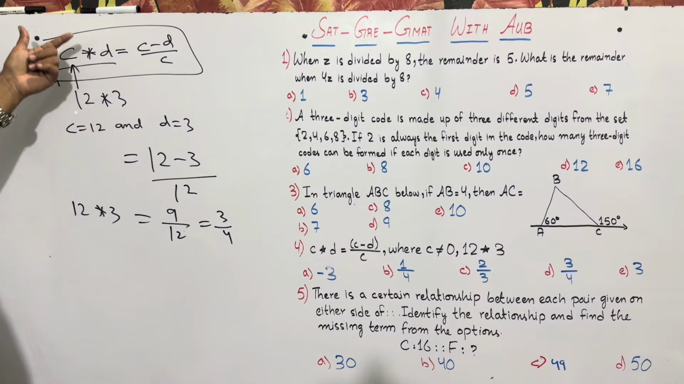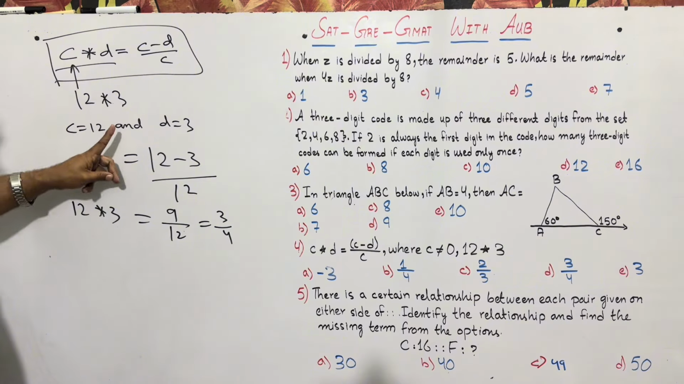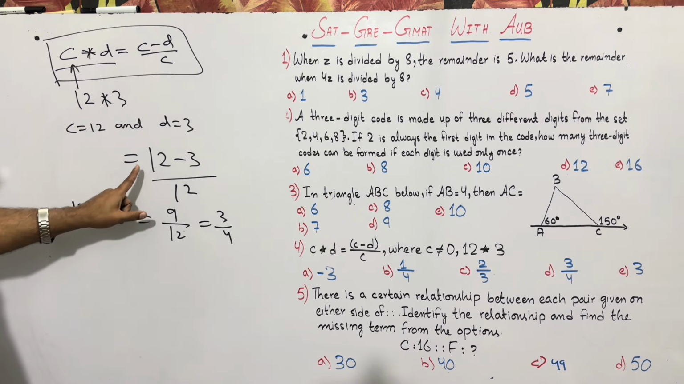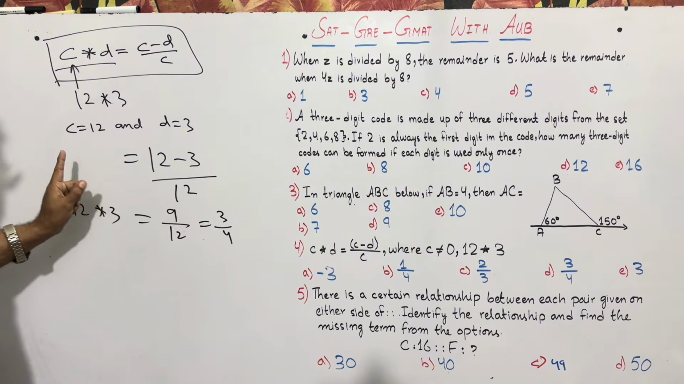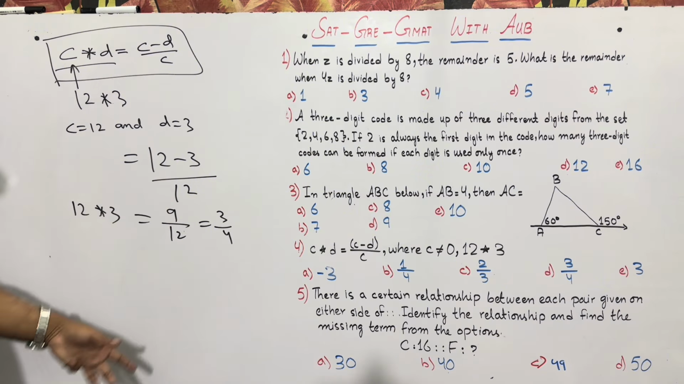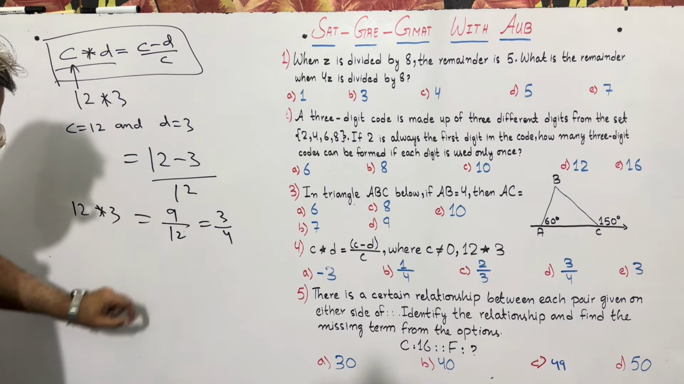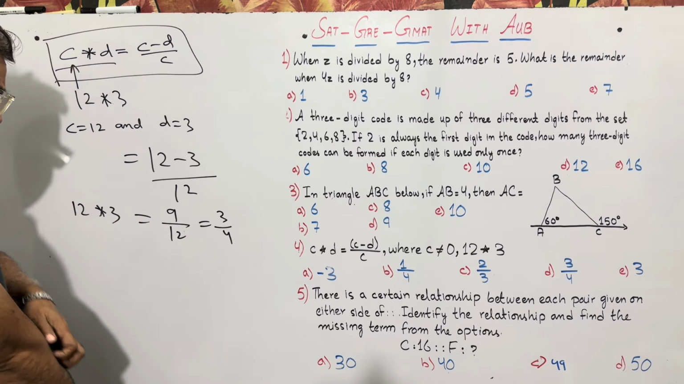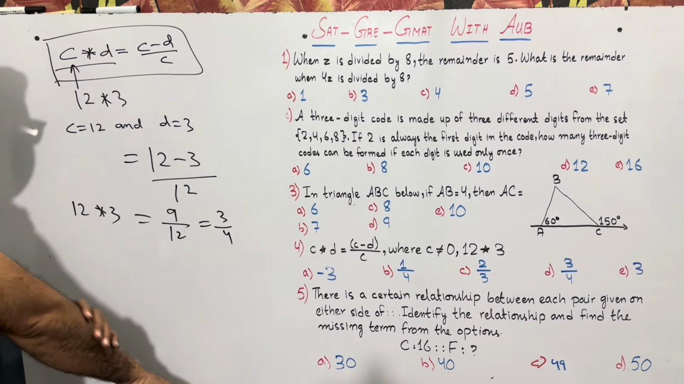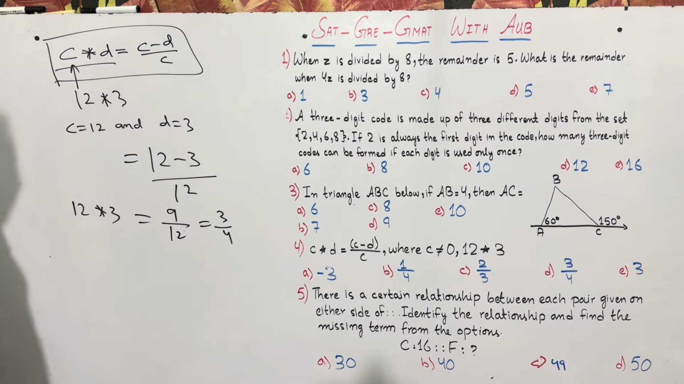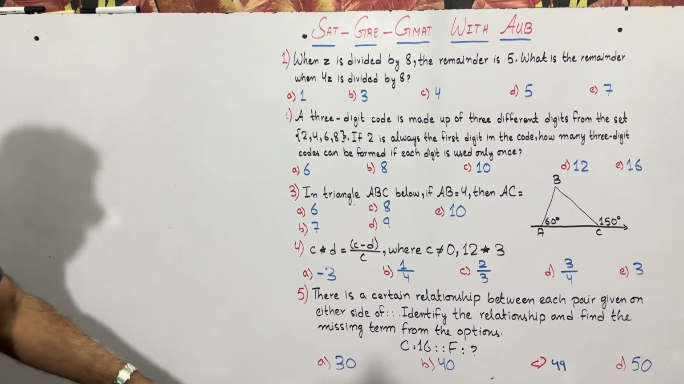Now compare them. We have C is equal to 12, D is equal to 3. Just plug in the values of C and D. 12 minus 3 divided by 12. C is 12, D is 3. 12 minus 3 is 9, 9 divided by 12. They are not related to primes. Applying the table of 3 on 9, three times, and the table of 3 on 12, four times. 3 over 4 is our answer. Moving towards the next question, we have the final question.